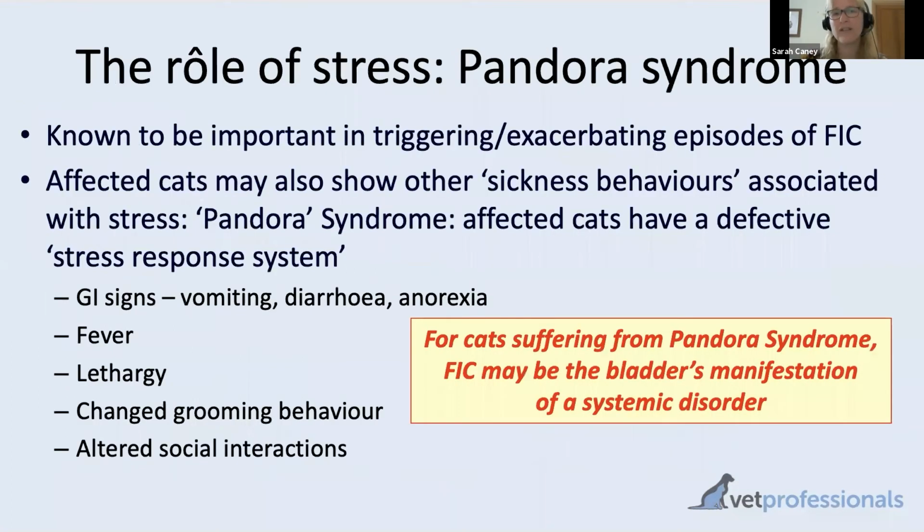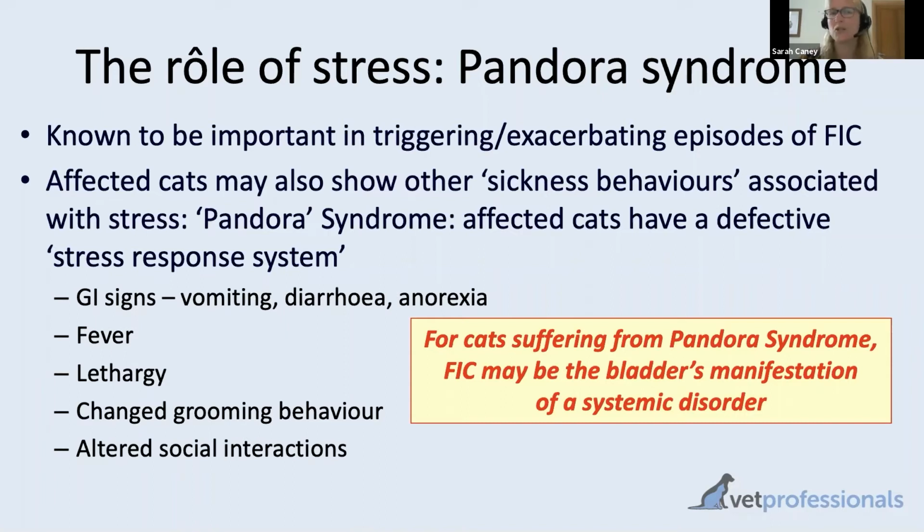And Tony Buffington and his colleagues also in the last decade have come up with this term for cats suffering from idiopathic cystitis, or many cats suffering from idiopathic cystitis, which you may read. And this is this term Pandora syndrome. And you may have heard the, I think it's a Greek mythology story about Pandora's box, or Pandora's casket, where all the evils of the world were let out when that was open.